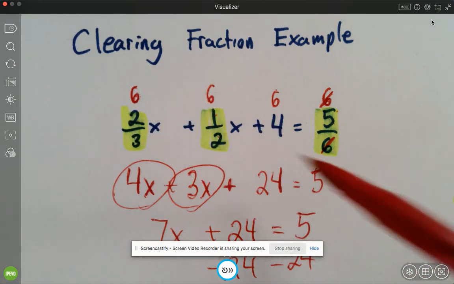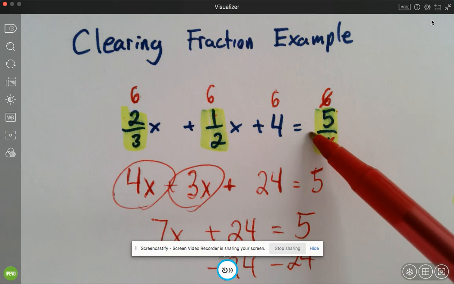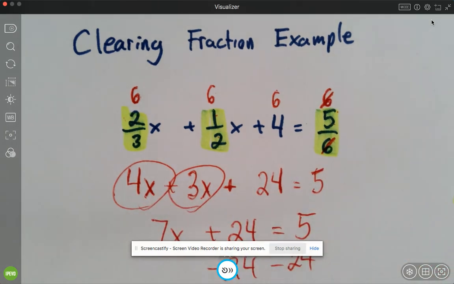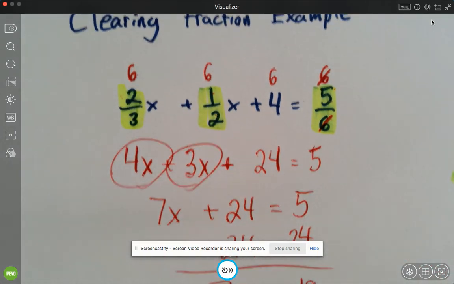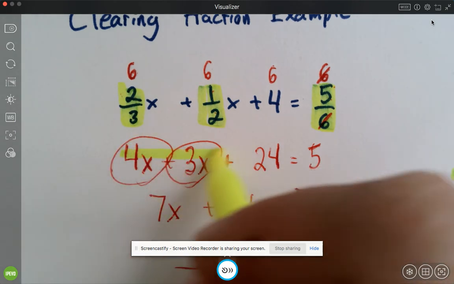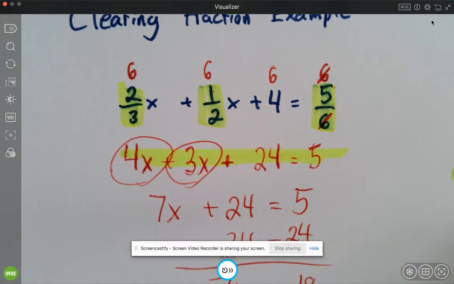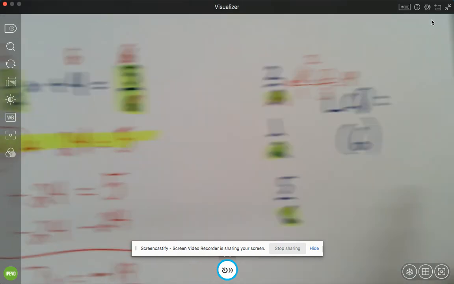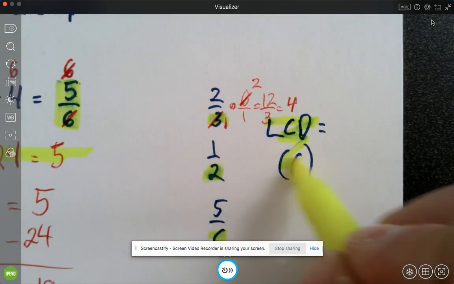But again, what I'm really trying to get you to do is clear the fraction by multiplying every term by the LCD, and then this gross equation turns into this much simpler, easier to solve equation that has no fractions. And the key is multiplying the entire equation by the least common denominator.